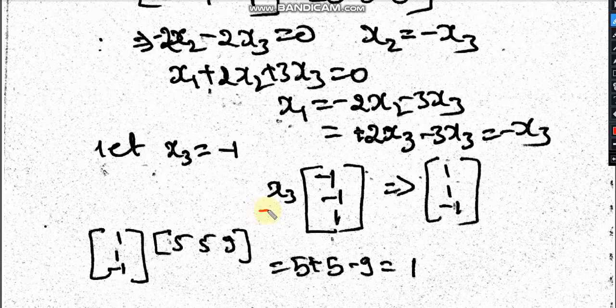If I take x3 value as minus 1, so it becomes 1, 1 and minus 1. So just multiply 1, 1, minus 1. This is your subspace, that is the left null space. Multiply with a, b. So you can see 5 plus 5 minus 9 is equal to 1.